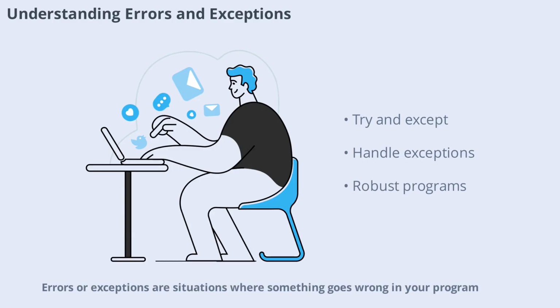Errors or exceptions are situations where something goes wrong in your program. Learning how to handle exceptions helps you write more robust code. In Python, you can use try and except blocks to catch and manage errors gracefully. This scene will introduce exception handling and show you how to use it to prevent your programs from crashing unexpectedly.